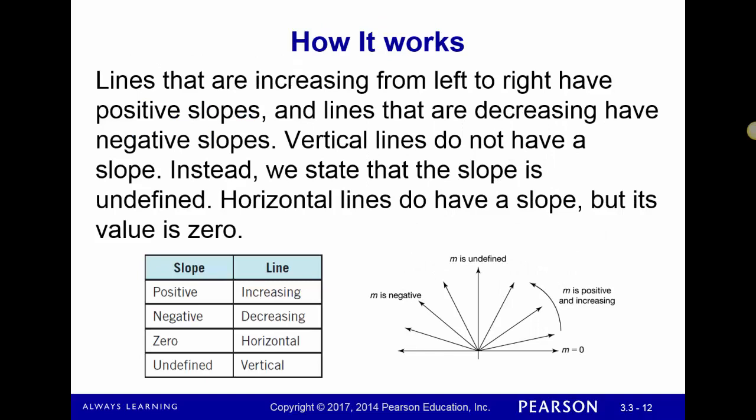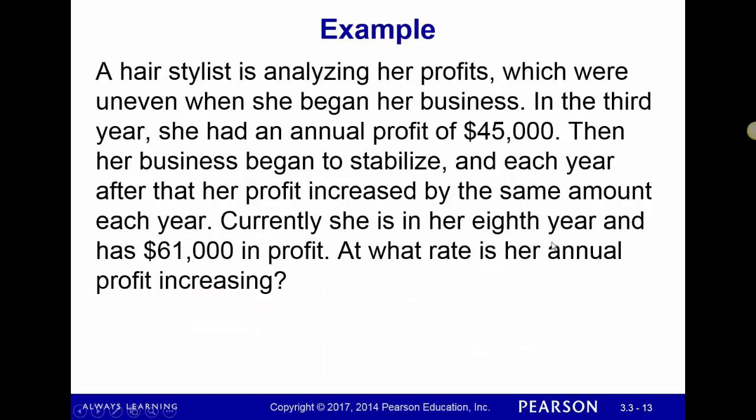And here's a nice little picture of how the slope changes depending on the steepness of the line. So we've got undefined slope here on the verticals. Here we've got the positives. Here we've got the negatives. So let's take a look at an example.